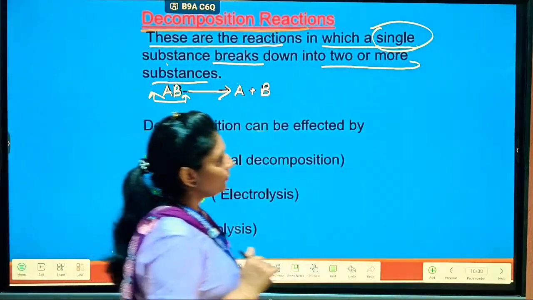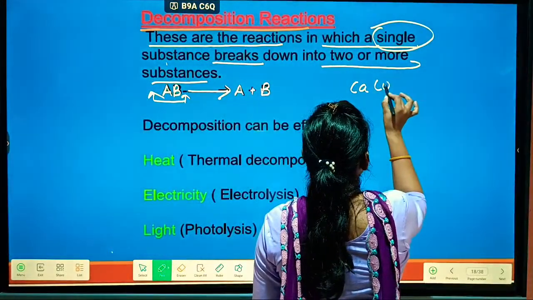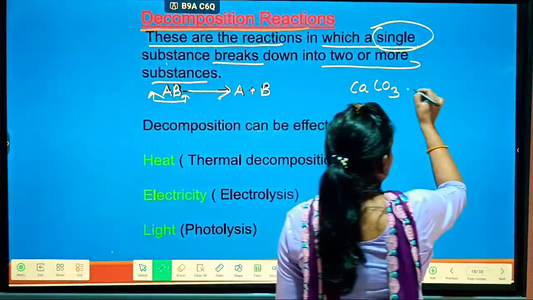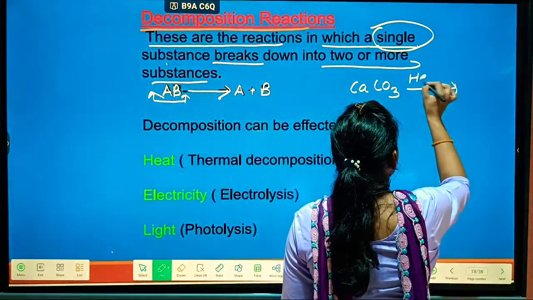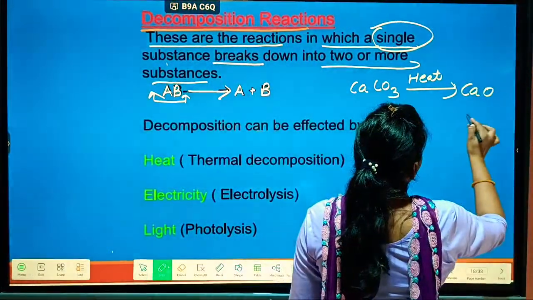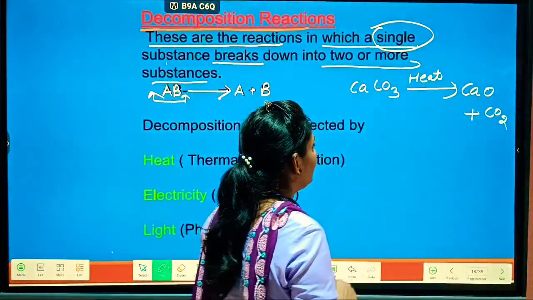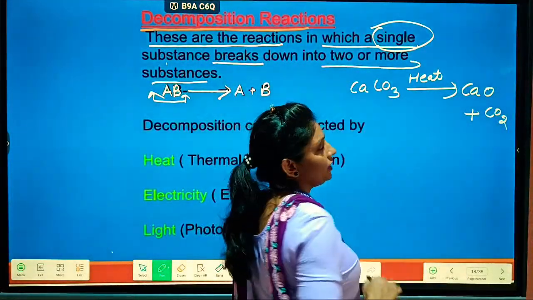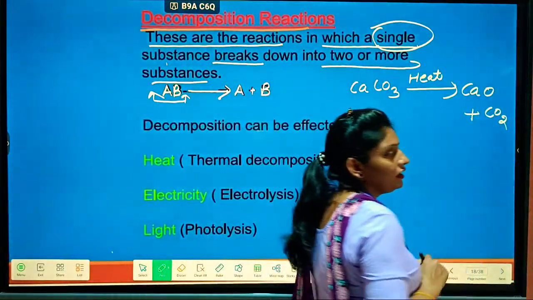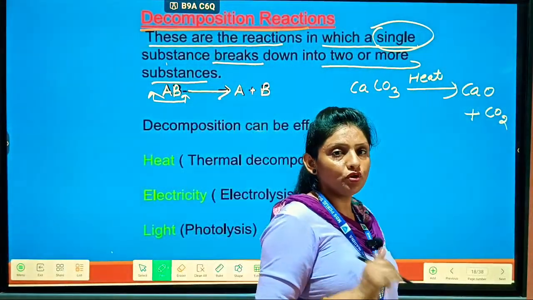Students, for example, if you have calcium carbonate, CaCO3, if you heat it, then it breaks down into calcium oxide and carbon dioxide. So here you are having one calcium carbonate. After heating, it breaks down into two, calcium oxide and carbon dioxide. So it is an example of the decomposition reaction.